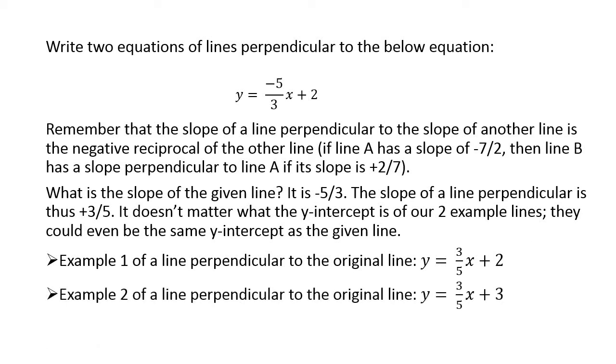Example 2 of a line perpendicular to the original line. So again, the main thing you need to do is use the negative reciprocal of the original slope, so 3/5 x, that's done, and then just pick a different y-intercept, and then you've formed a different line than your example 1. And our lesson is over.